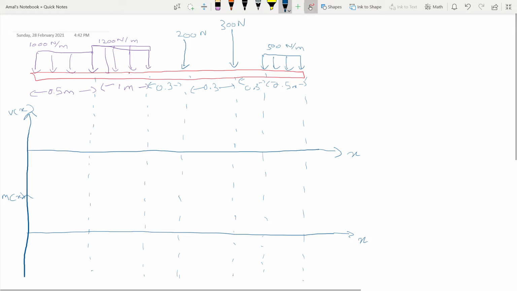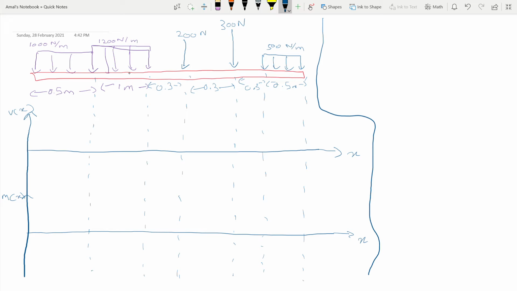Over here I'm going to do all the calculations on this side. Now, first thing, I forgot to mention, we need supports, right? So we have one support here, and another support here. I'm going to call this A, and this B. The first thing we need to find is the reaction forces at the supports.